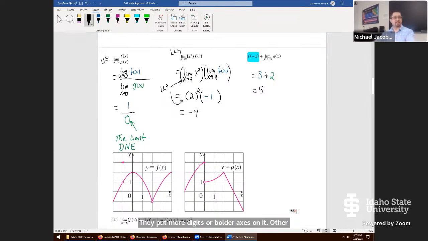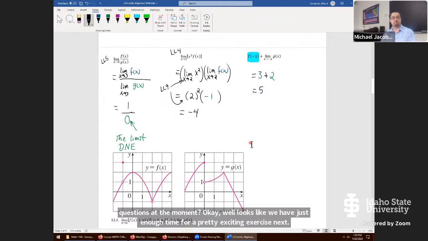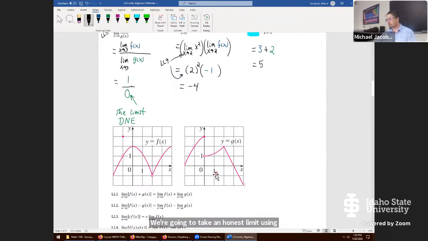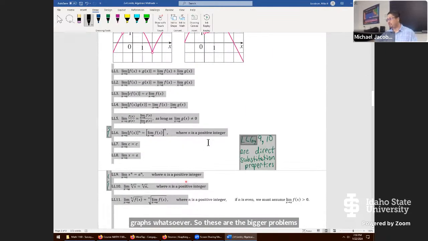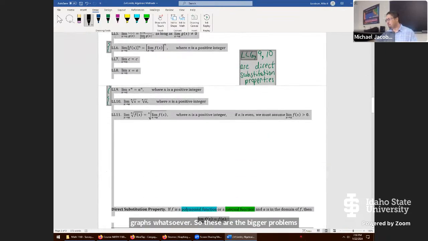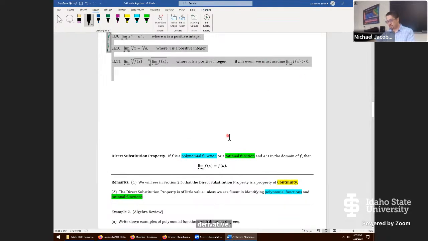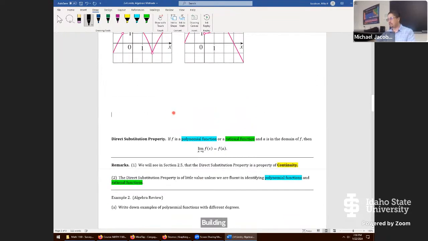Okay, well, looks like we have just enough time for a pretty exciting exercise next. We're going to take an honest limit using limit laws, no graphs whatsoever. So these are the bigger problems that are going to get us in the direction of defining a derivative. I'm deleting all these because they're still there. This was just a quick copy and paste.